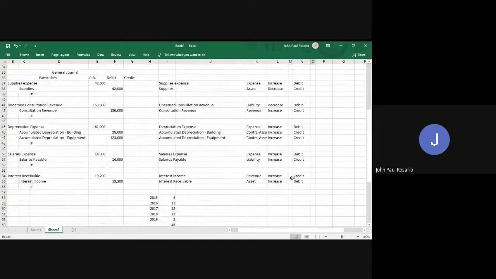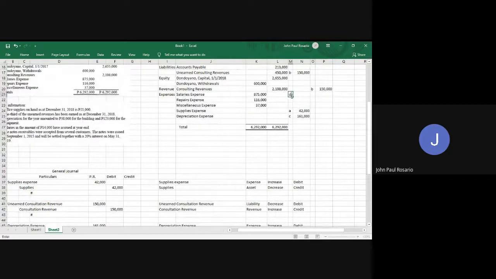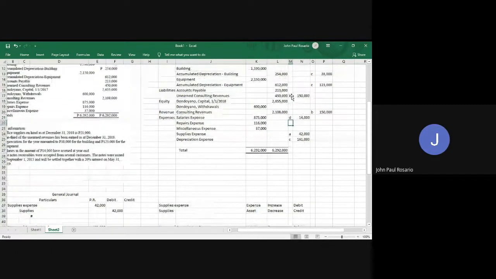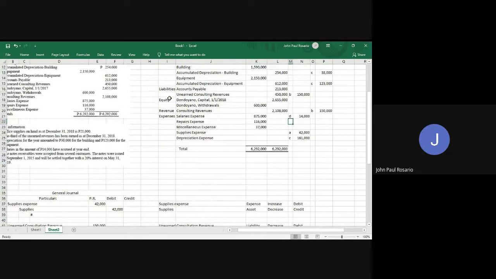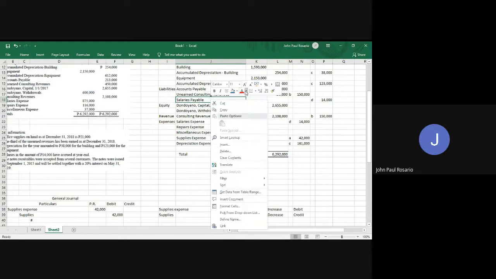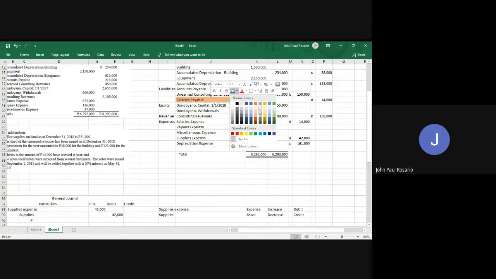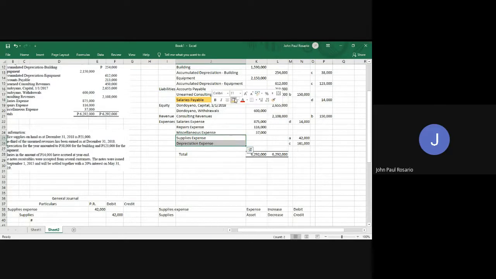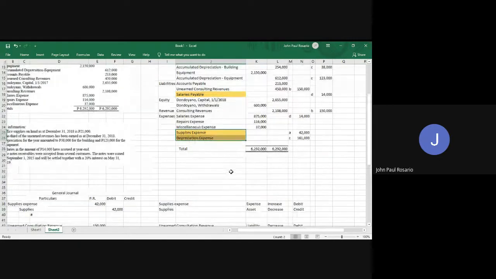Okay? And then we go to salaries expense, letter D, 14,000. And then there is no salaries payable, right? So we have to create a salaries payable account. Salaries payable, credit, letter D, 14,000. So for the benefit of everybody, let's highlight these items in orange. These are the accounts that were added.